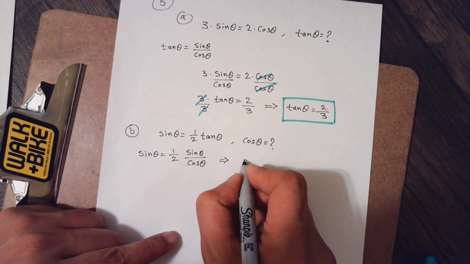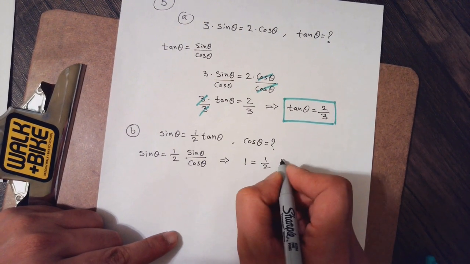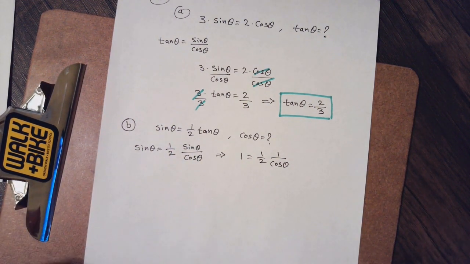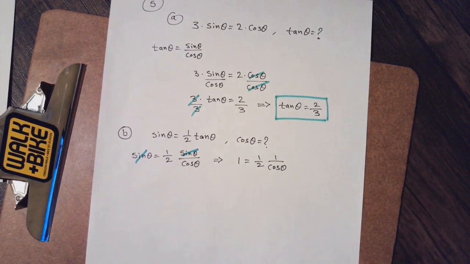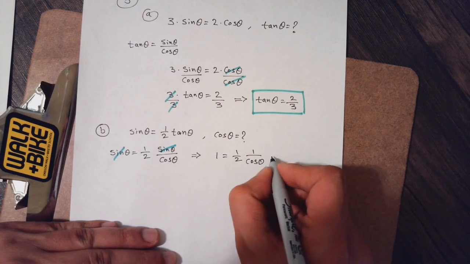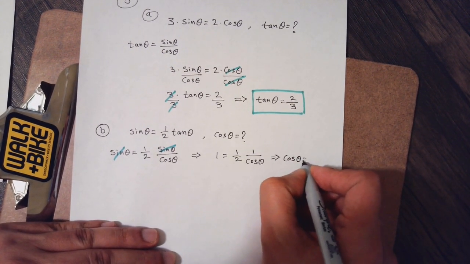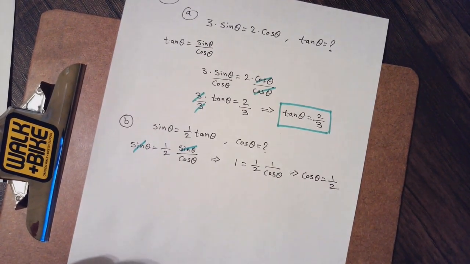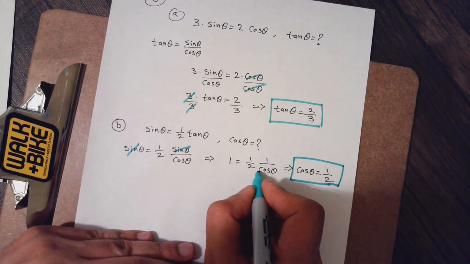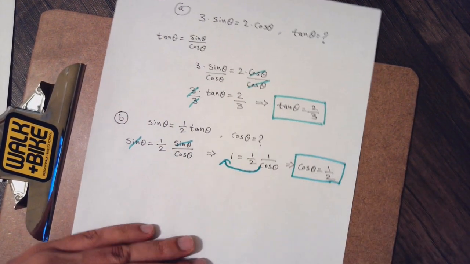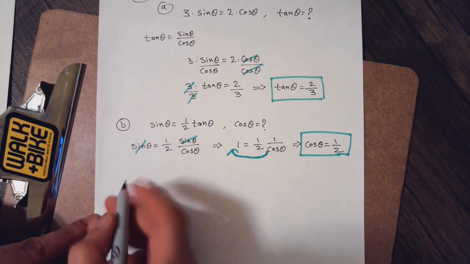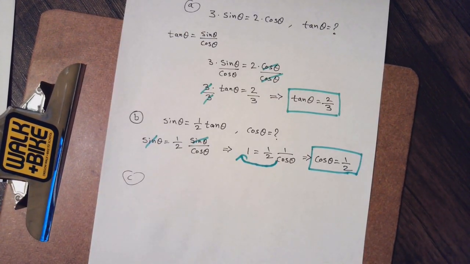You get 1 equals half times 1 divided by cosine theta, because you divided both sides by sine. And then you move this cosine to the other side, in the numerator. So this means cosine theta equals half. Right? Everybody with me? So you did this by moving this denominator into the numerator. Okay, we good? How about the next one? What's the next one? I haven't even seen it.